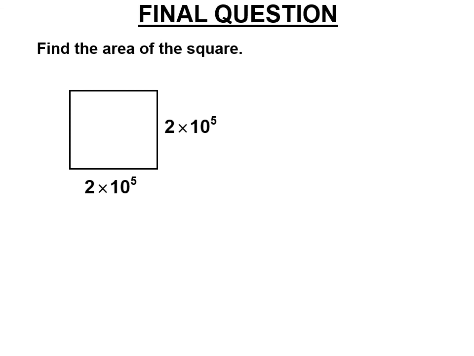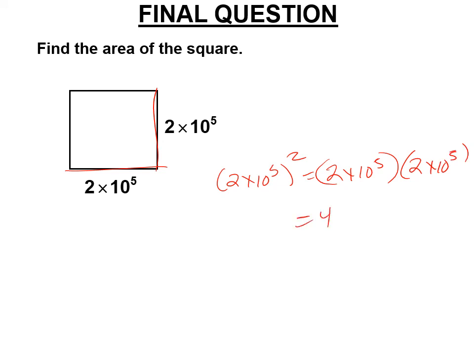Final question. Oh, I have scientific notation for my two sides. So this is 2 times 10 to the 5th squared. I should write that a little neater. And that is 2 times 10 to the 5th times 2 times 10 to the 5th, which is 4 times 10 to the 10th.